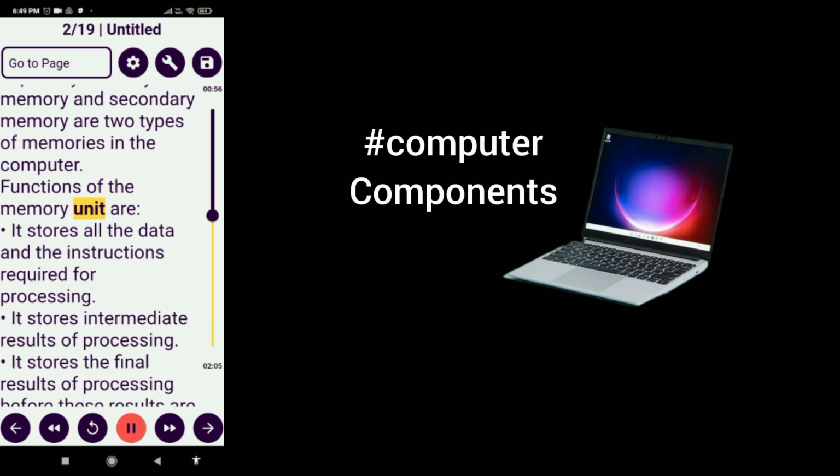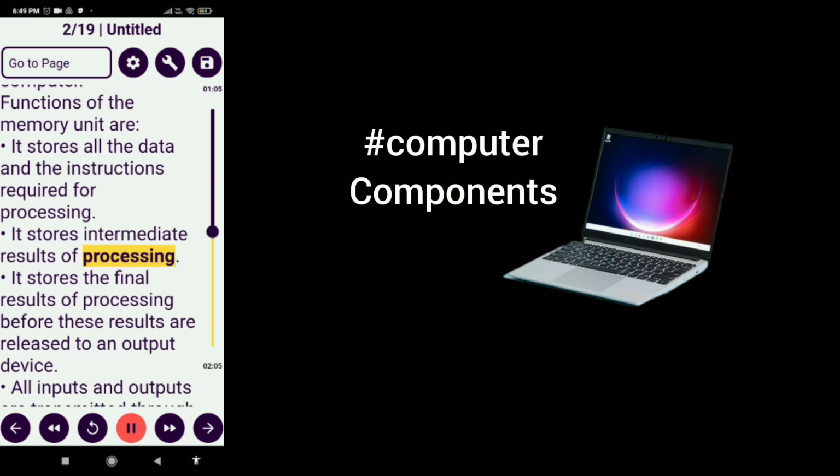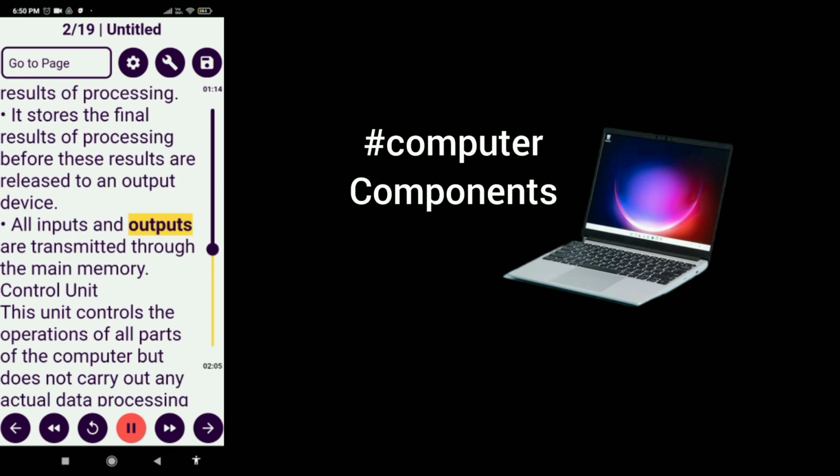Functions of the memory unit are: it stores all the data and the instructions required for processing. It stores intermediate results of processing. It stores the final results of processing before these results are released to an output device. All inputs and outputs are transmitted through the main memory.